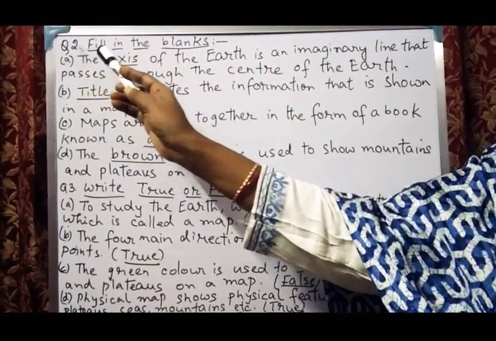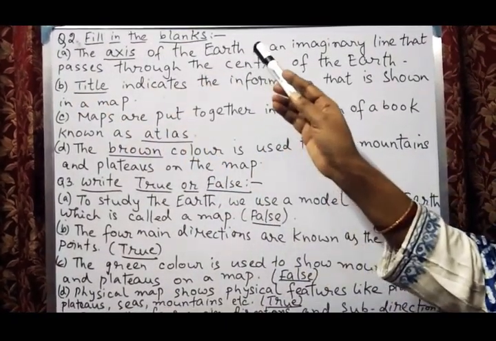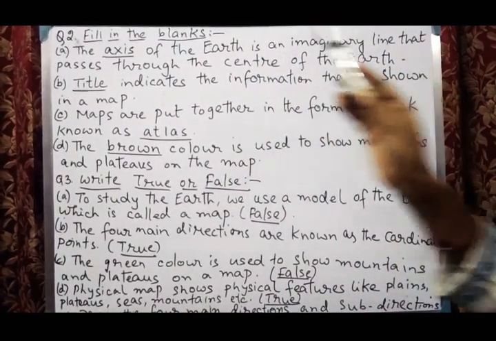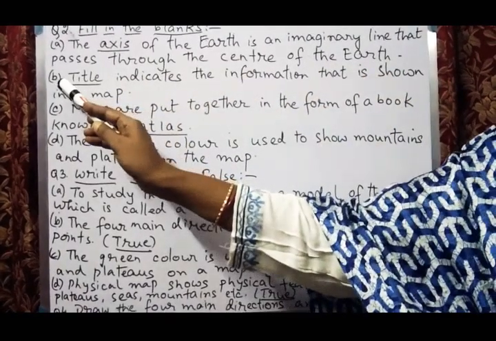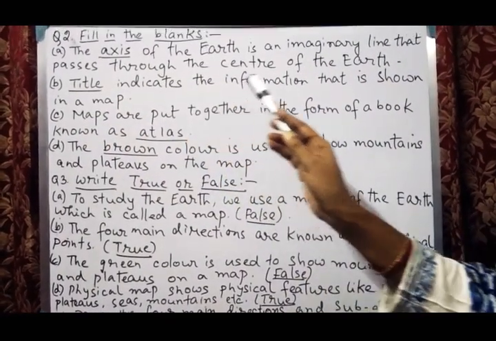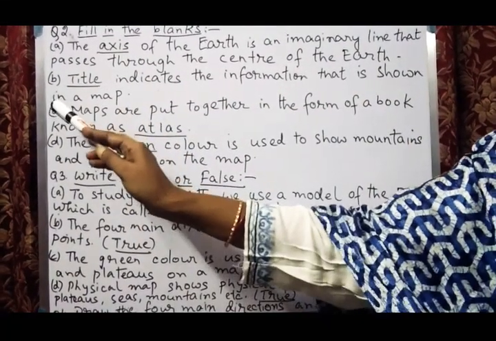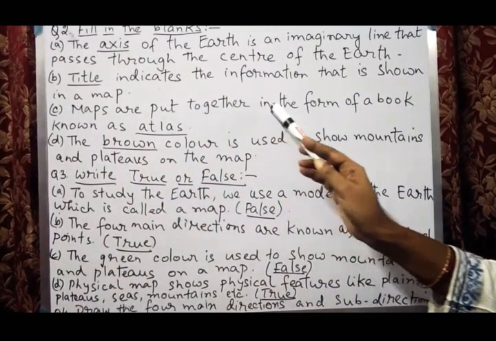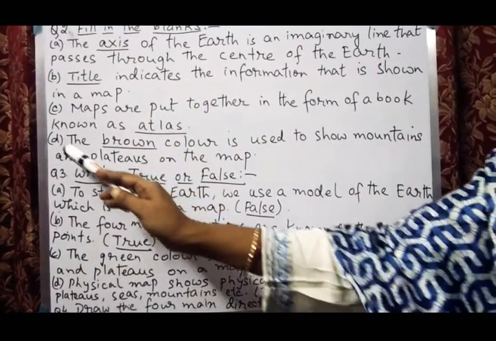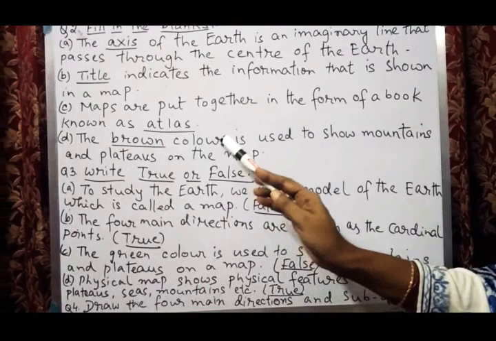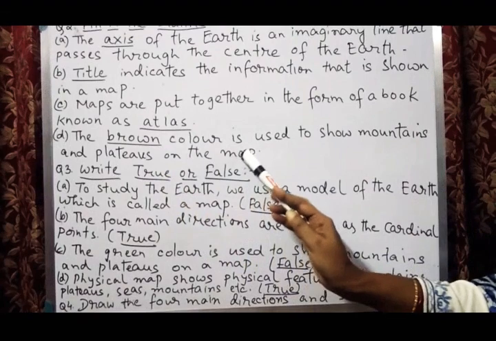Question number 2. Fill in the blanks. Number A. The axis of the earth is an imaginary line that passes through the center of the earth. Number B. Title indicates the information that is shown in a map. Number C. Maps are put together in the form of a book known as atlas. Number D. The brown color is used to show mountains and plateaus on the map.